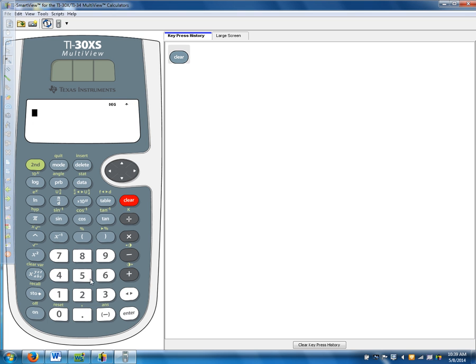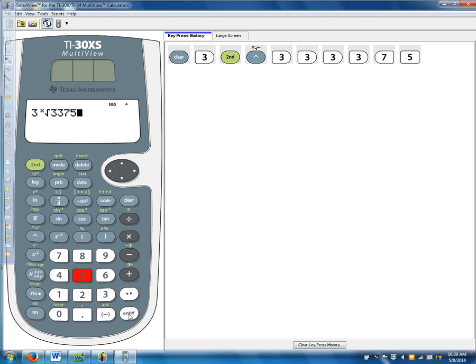So for our cube root, I'm going to do a 3, and then I'm going to use this little button that says x and then the square root sign. That's telling me I'm doing the cube root. The cube root of 3375, and the calculator tells me that's 15.